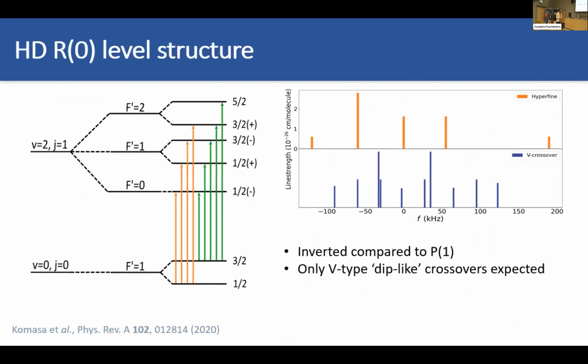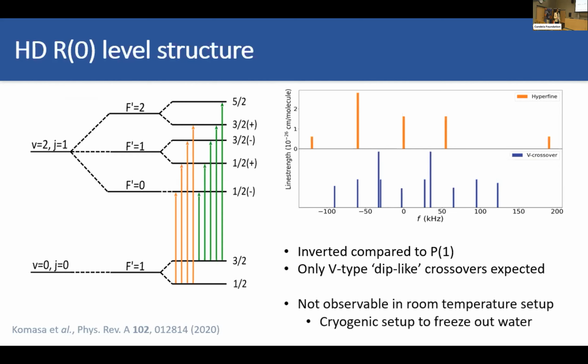So then naturally the question is, what about the R0? Because in principle it's an inverted case of the P1 transition. So here we would expect only the V-type crossover, so Lamb dips in our spectrum, as you can see here. However, the R0 is not observable in a room temperature cavity, as the transition is exactly on top of one of the strongest water transitions in the band. So we need a cryogenic setup to freeze out all the water.